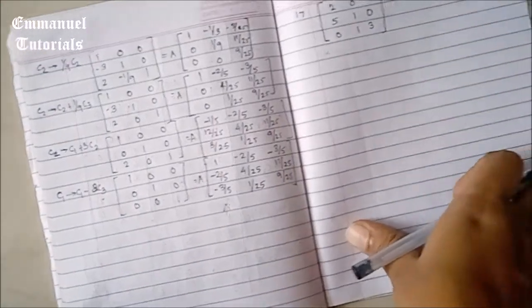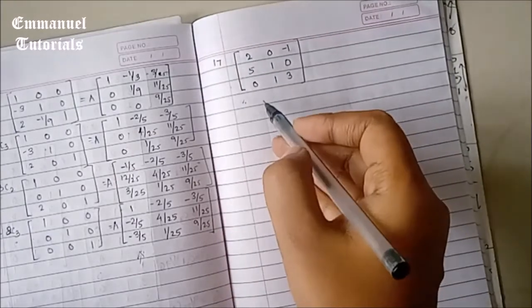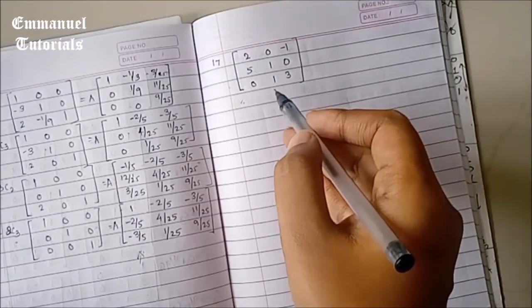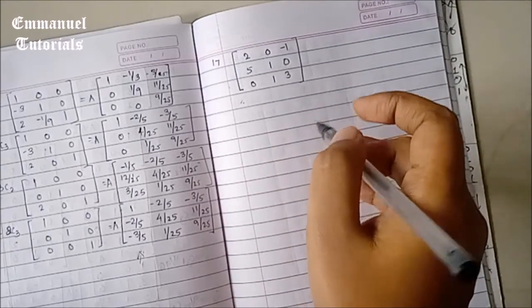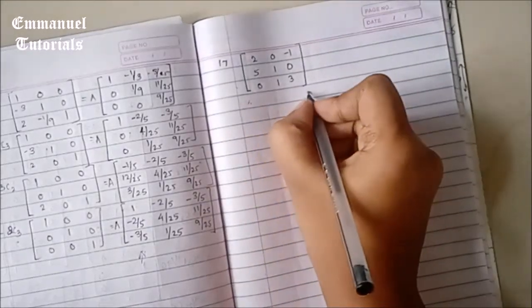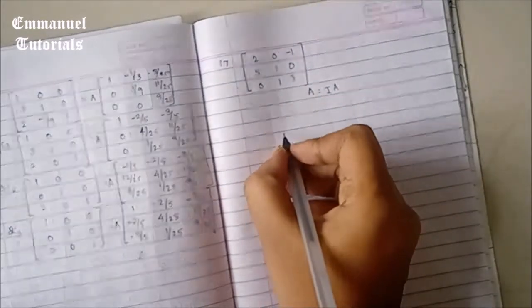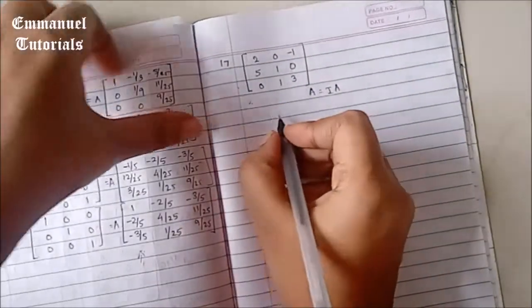Now we'll go to the next question, the 17th one. It is 2, 0, minus 1, 5, 1, 0 and 0, 1, 3. Now let's try this with row transformation. So the equation will be A is equal to IA, and let's substitute the values.